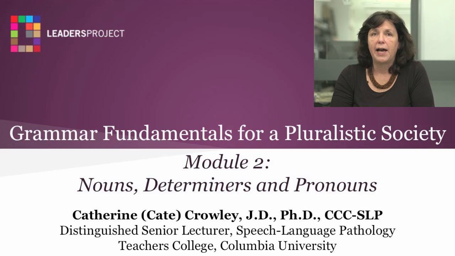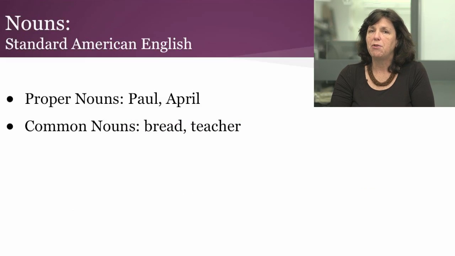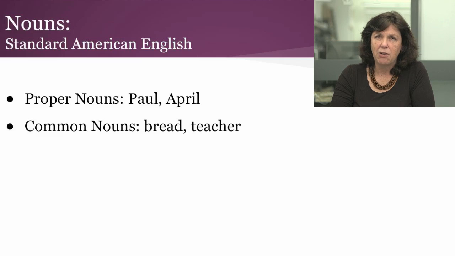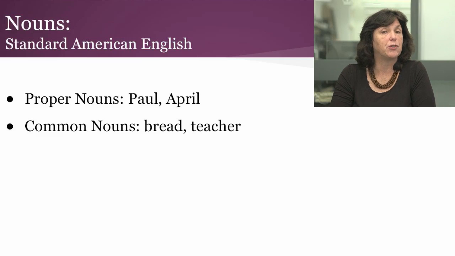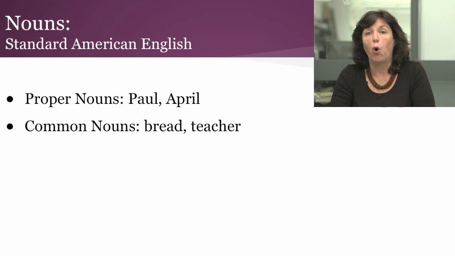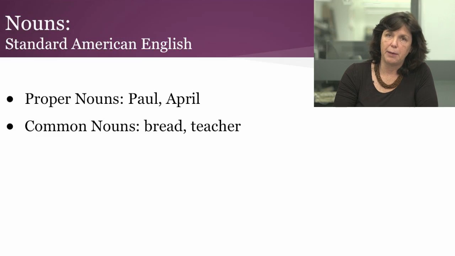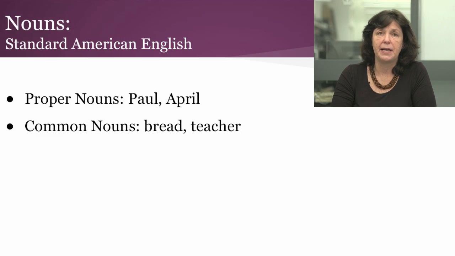This module will outline some morphosyntactic features of American English dialects relating to the use of nouns, determiners, and pronouns. You may remember from elementary school that nouns are words that represent a person, place, thing, or idea. There are many ways to categorize nouns. There are proper nouns, for instance, which refer to specific entities such as Paul and the month of April. There are also common nouns such as bread and teacher that refer to general groups or classes.